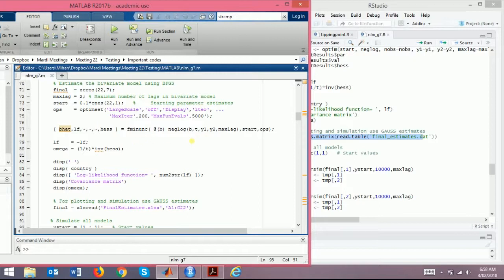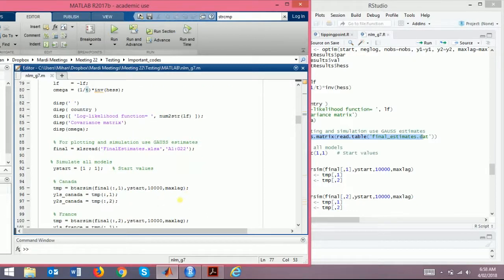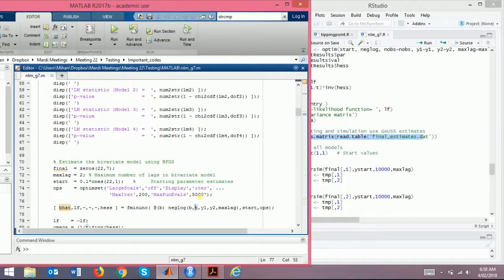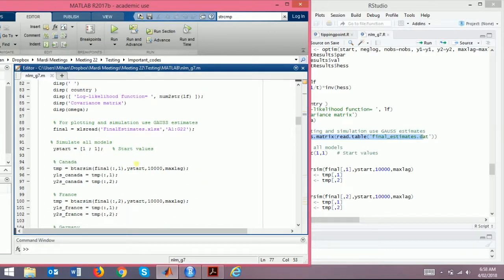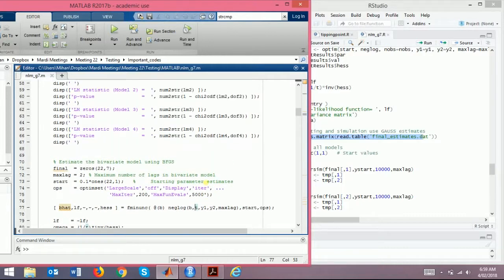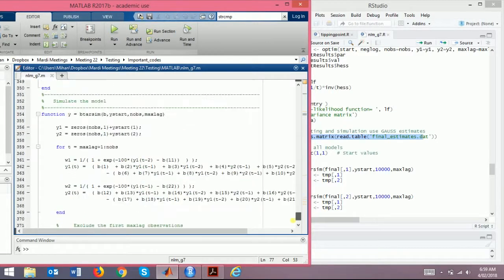Something important to remember, where we have B, T, Y's, and maximum number of lags. We use our maximum number of lags. We use our final, which is 0, to initialize. We use y start. What is y start? Anyway, to understand this, we need to go back to the simulation.